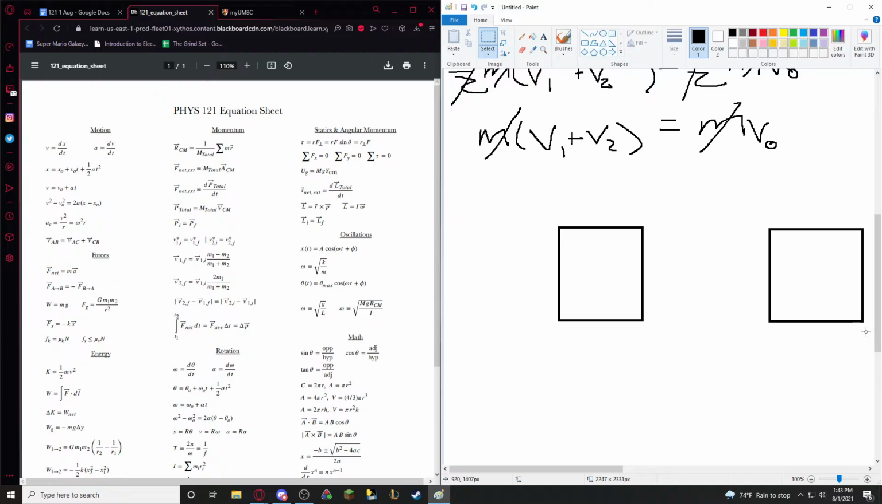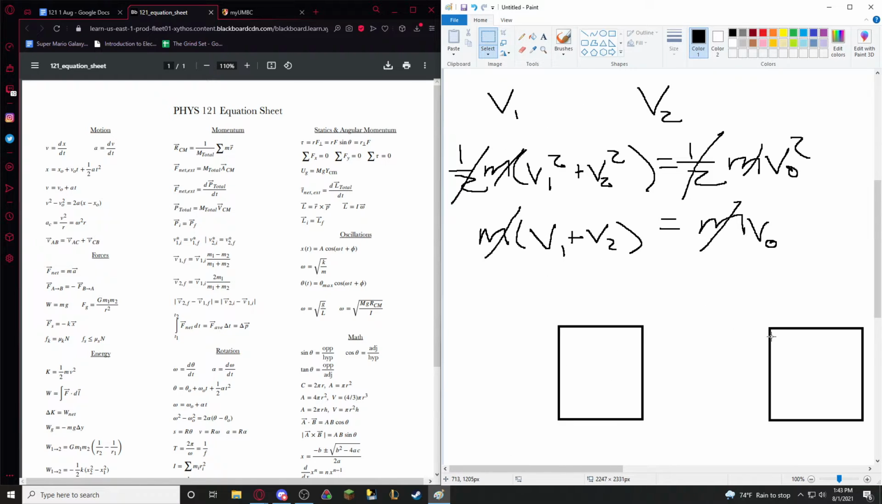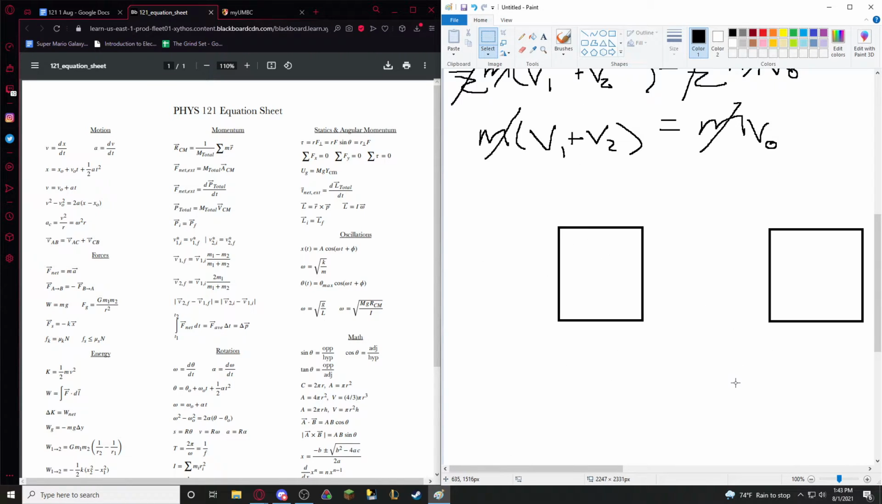I understand how that works, but does that ever happen? Well, this would be a perfectly elastic collision. Essentially, an inelastic collision is any collision where energy is not conserved. A perfectly inelastic collision is where they stick together after colliding. And a perfectly elastic collision is where energy is conserved.